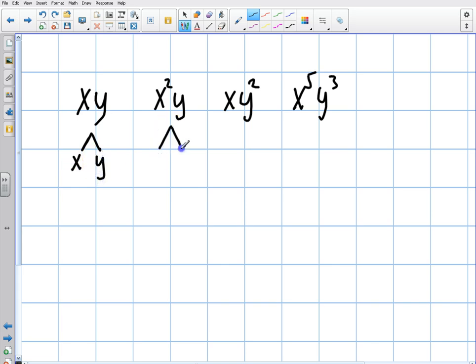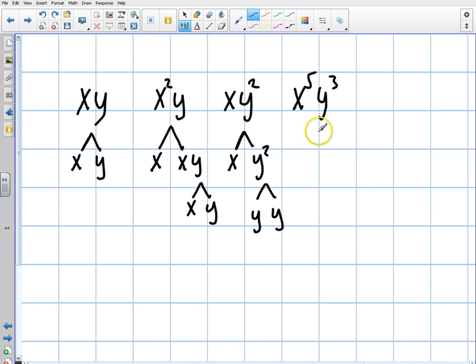I'm going to start with x. So I'm going to say x times xy. And then I'm going to go down here and I'm going to say x and y. Here I'm going to say x. And then I'm going to say y squared. And then I'm going to go down here and I'm going to say y and y. And this one's going to take a little longer to do, but we'll do it. So I'm going to say x and x to the fourth, y to the third.